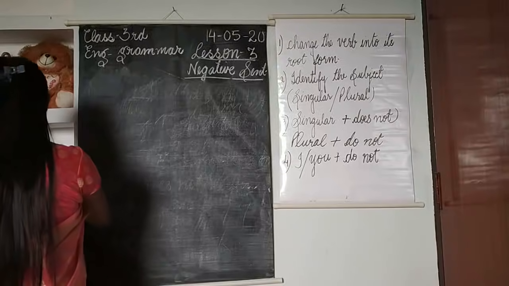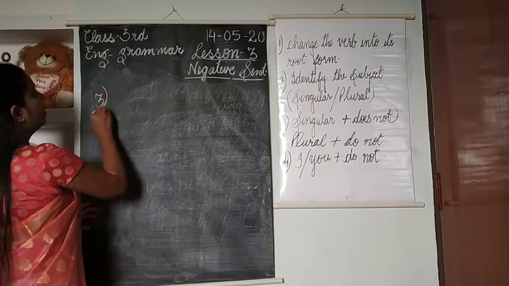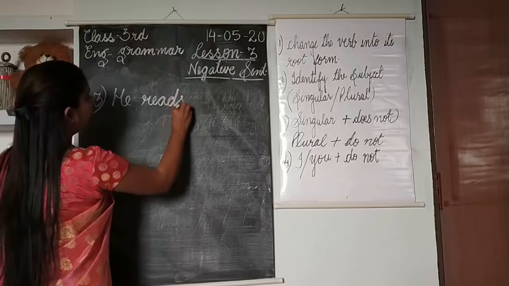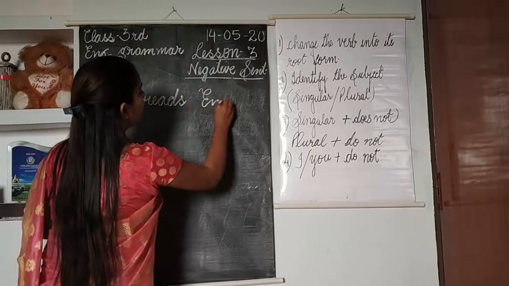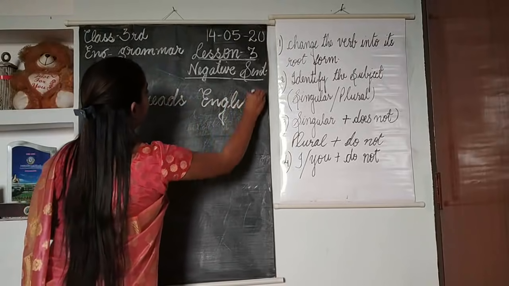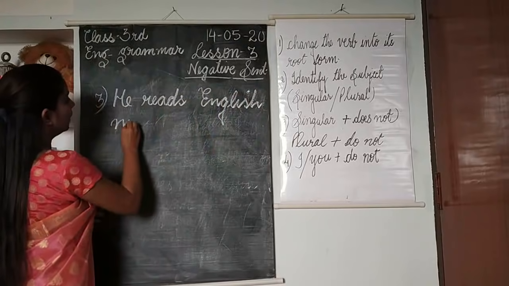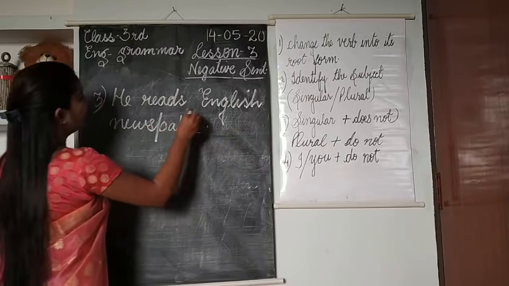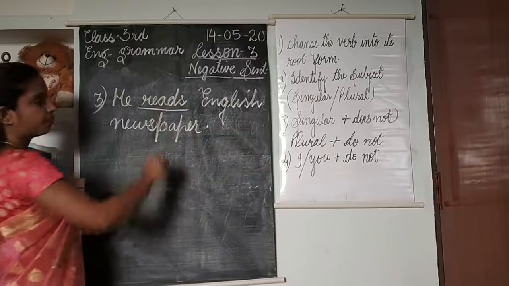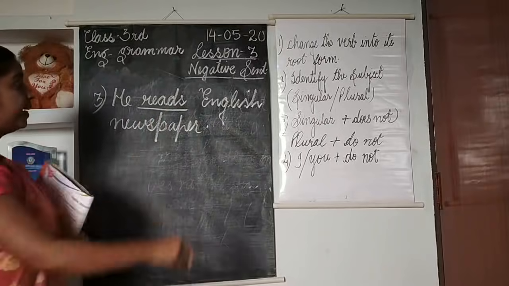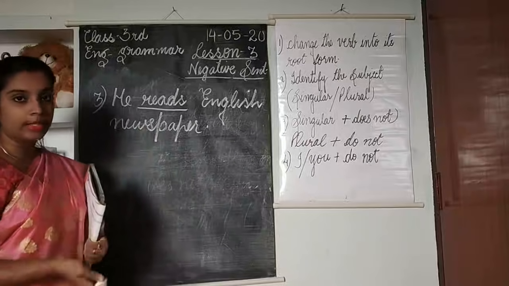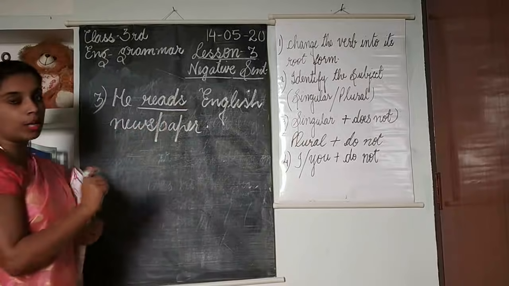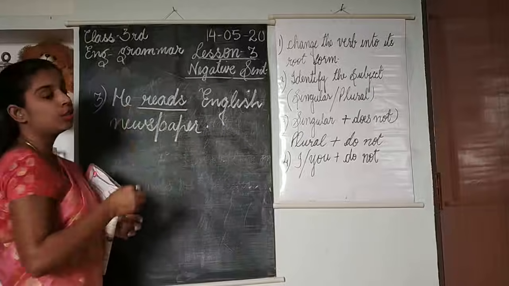Next example is, he reads English newspaper. Now you can see, children, that in this sentence the verb is reads. The sentence is in simple present tense. Then what we have to do now is remove this S from it. We will change this verb into its root form.